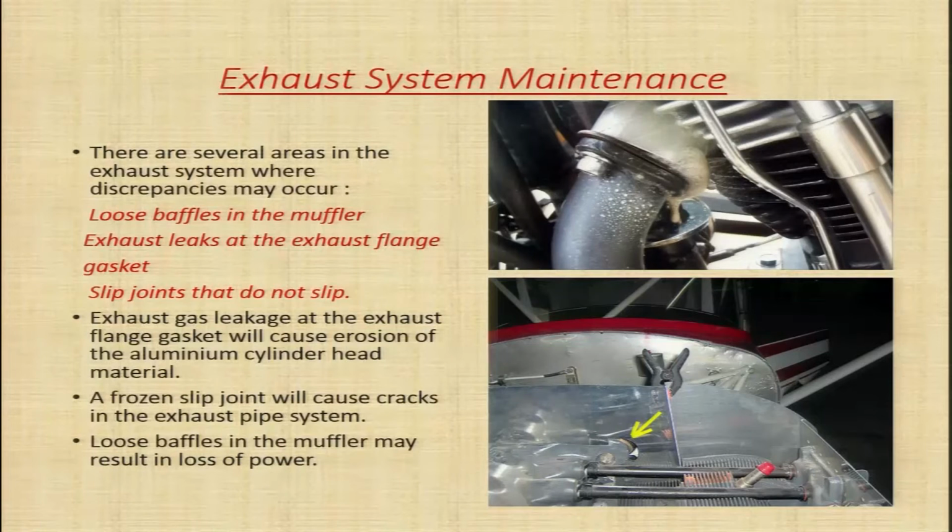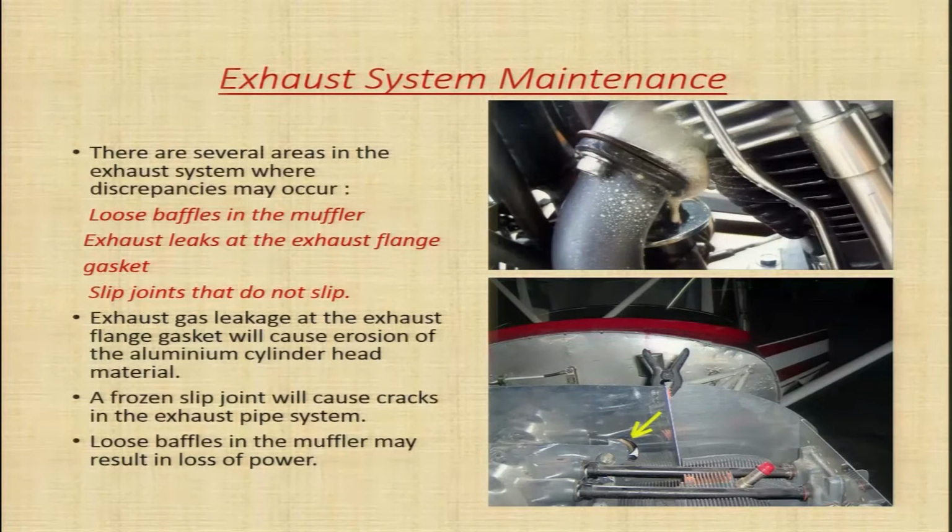Exhaust gas leakage at the exhaust flange gasket will cause erosion of the aluminum cylinder head material. Here you can see, if there is any leakage from this exhaust manifold, from the exhaust port, then this will cause erosion of the aluminum cylinder head, since it is made of aluminum. A frozen slip joint will cause cracks in the exhaust pipe system. If there is no movement between the slip joints, it will cause cracks in the exhaust pipe system.